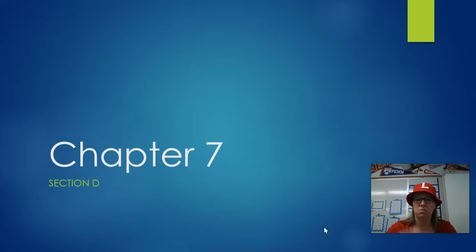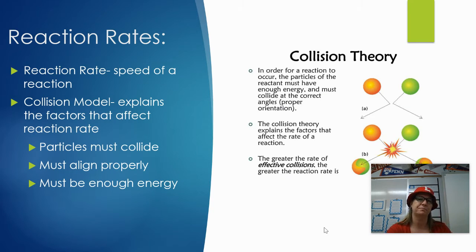7, Section D, we're going to finish up the chapter on chemical reactions today. So chemical reactions occur at different rates, okay? The reaction rate is literally the rate of the reaction. It's just the speed that the reaction takes place, okay? This collision model, or this collision theory, explains the different factors that have an effect on the reaction rates, okay?